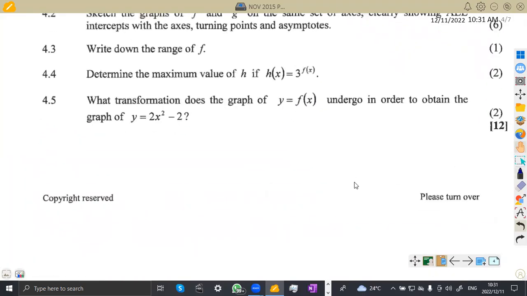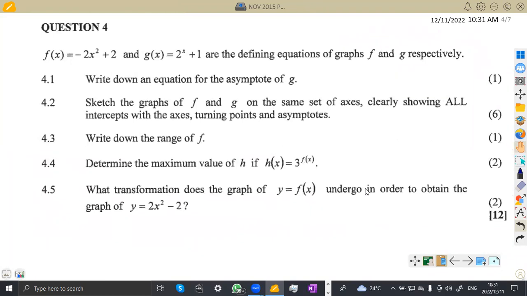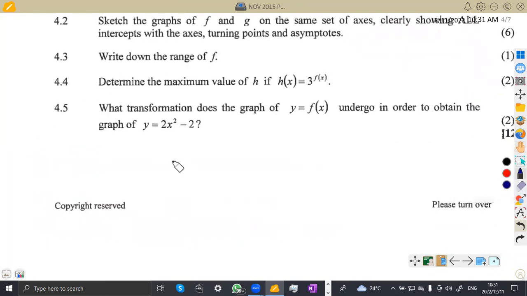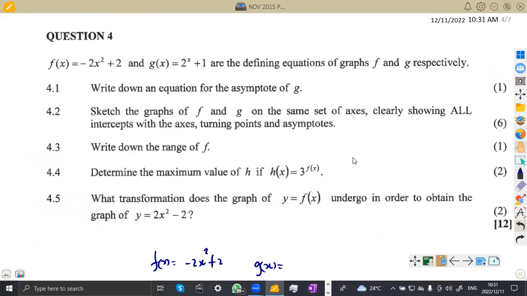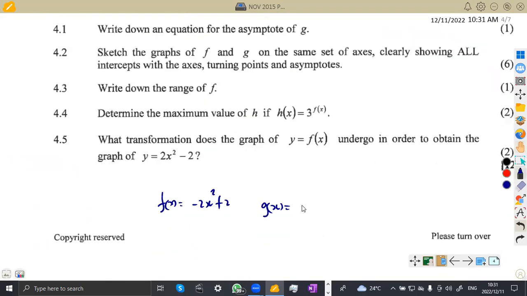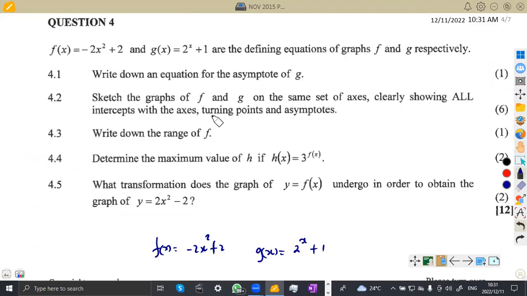So we are given f of x, that's negative 2x squared plus 2, and we are also given g of x, which is 2 to the exponent of x plus 1. So the first part of the question, which is 4.1, is asking us, write down the equation for the asymptotes of g.